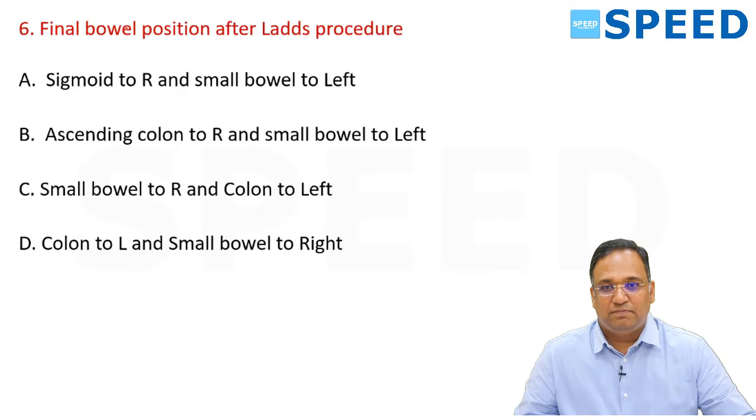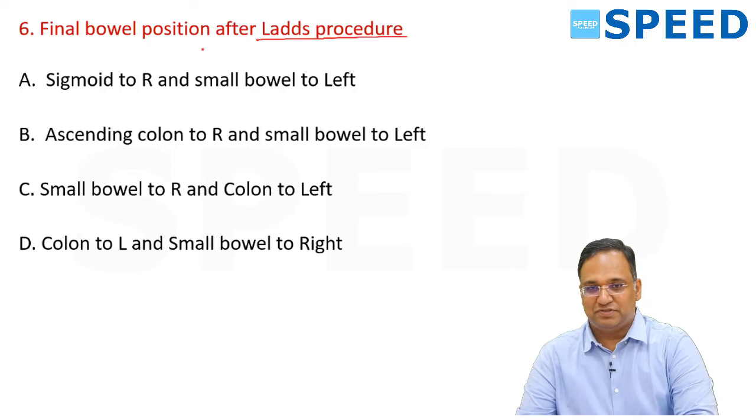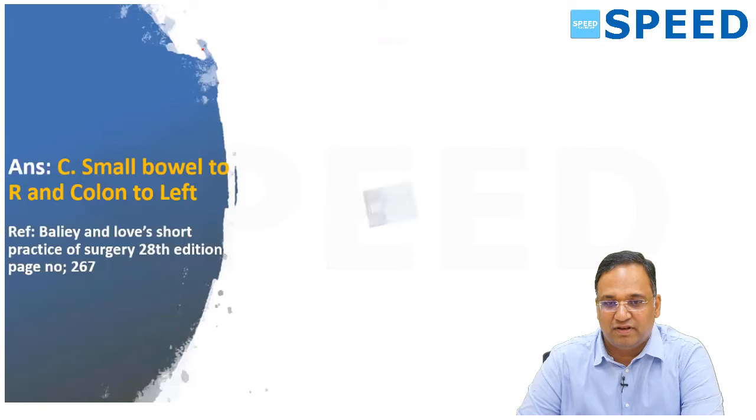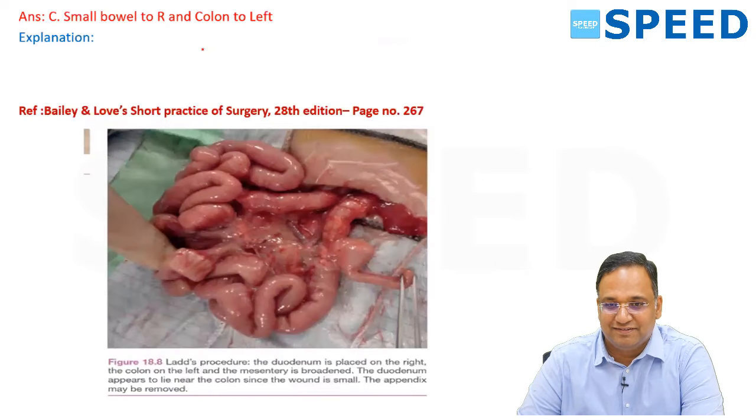Okay, final bowel position after Ladd's procedure. Okay, it could be a Ladd's band which can cause small bowel rotation. There is a question about it. The right answer is small bowel onto the right and colon onto the left. Okay, after derotation. So, the exact picture is given in 20th edition of Bailey, page 267.